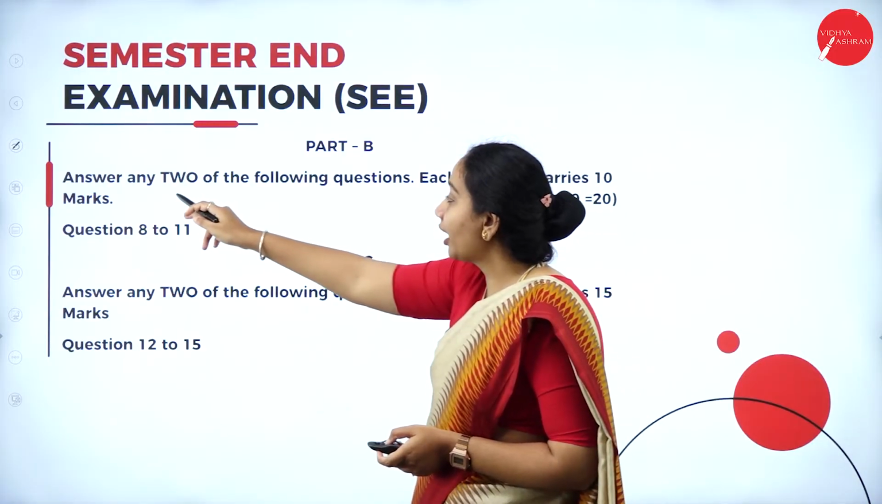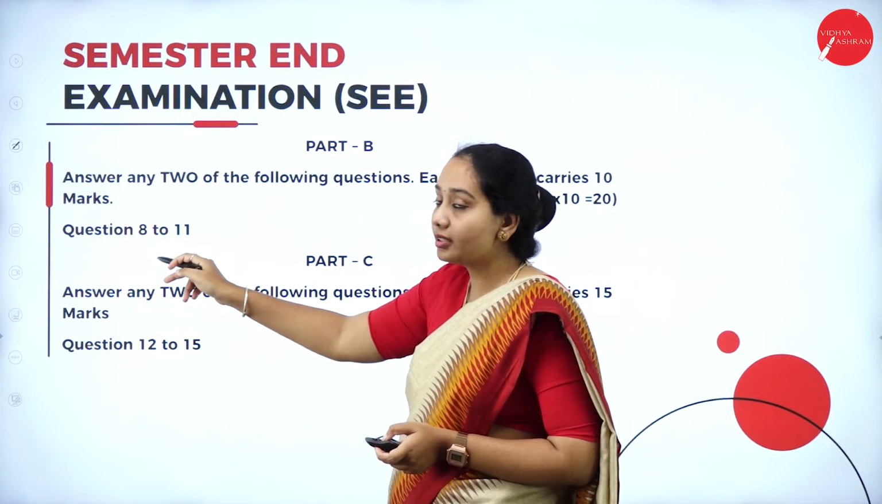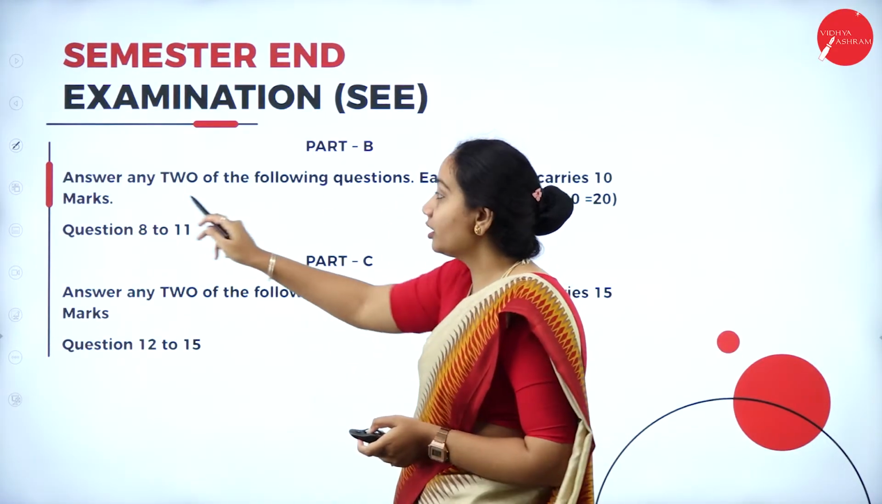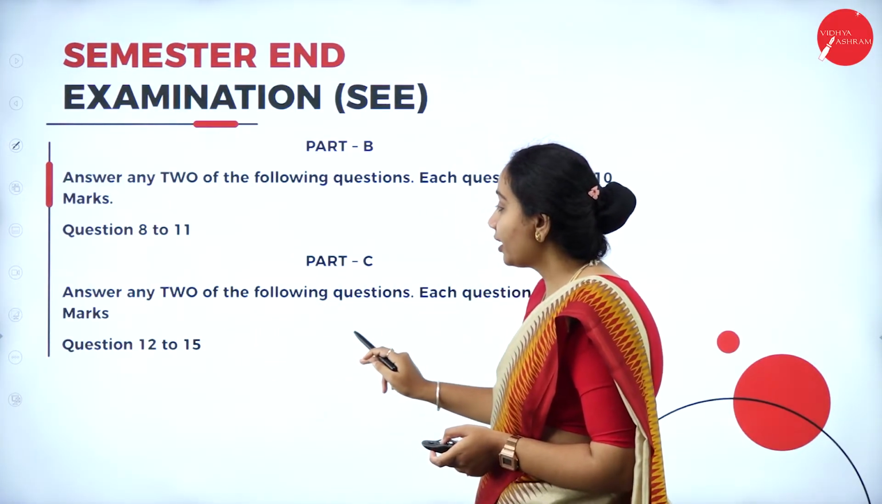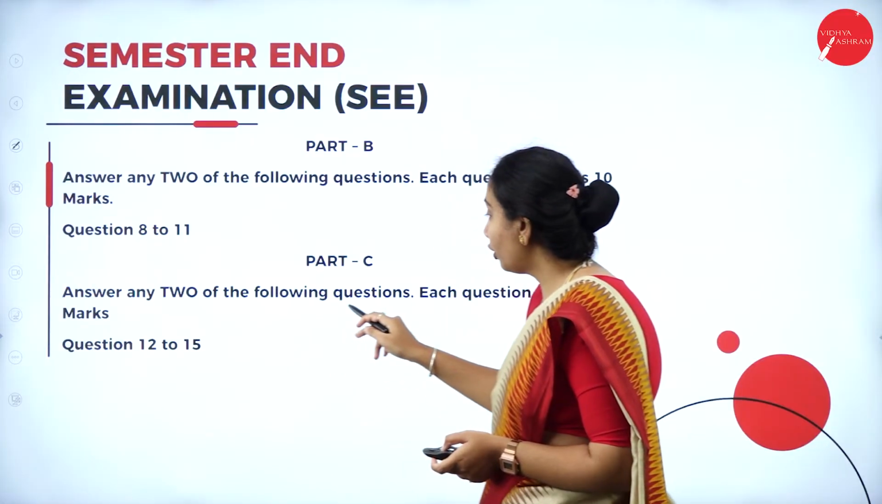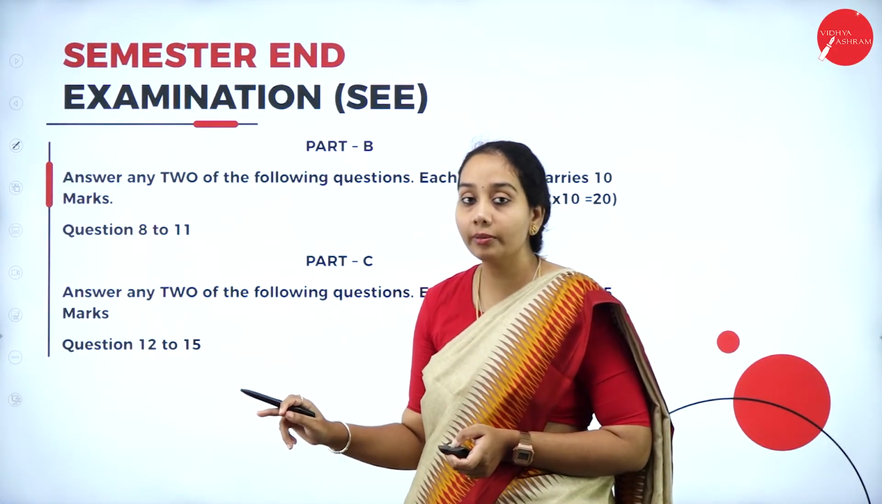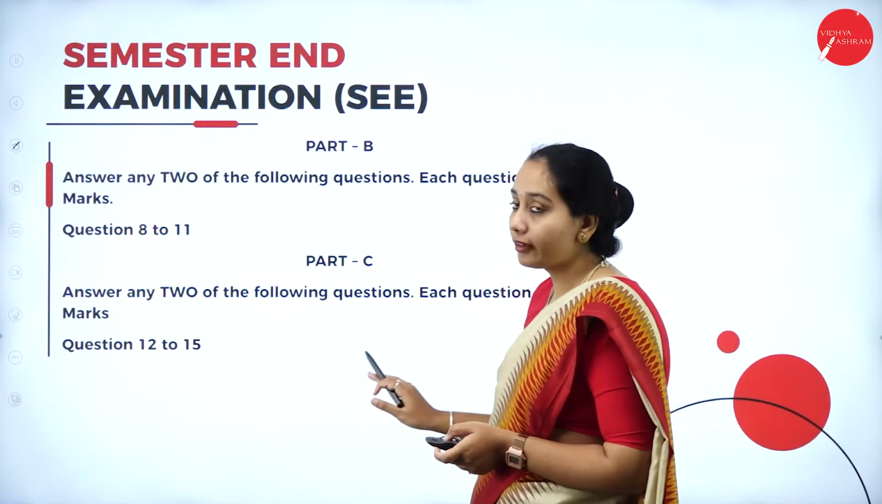Next, Part B is to answer any 2 of the following questions. Each question carries 10 marks. Here you will get 10 marks questions, and you have to write any 2 questions out of them. Under Part C, answer any 2 of the following, and each question will carry 15 marks. So 15 marks questions will be there under Part C, and you should answer any 2. So this is your question paper pattern.